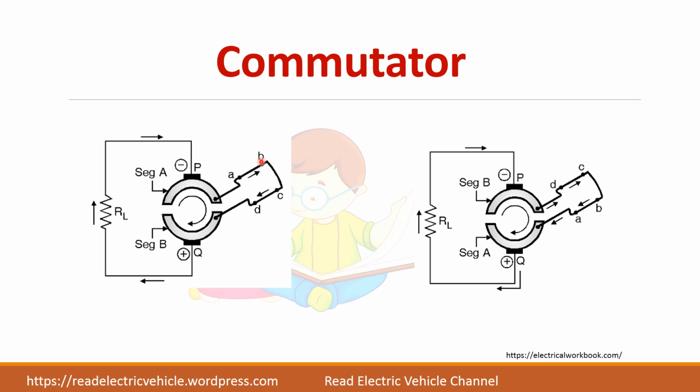When this coil rotates, CD comes to the top and AB is here. Now you check, this AB is connected again to segment A. When the coil rotates, the segments also rotate. So the current through the external circuit, if you see, will always be in the same direction. This is how a bidirectional voltage is converted into a unidirectional voltage. Always the current through the external circuit will be in the same direction.